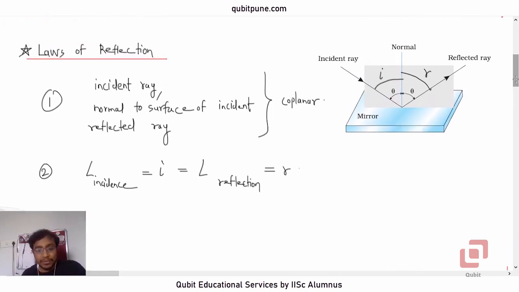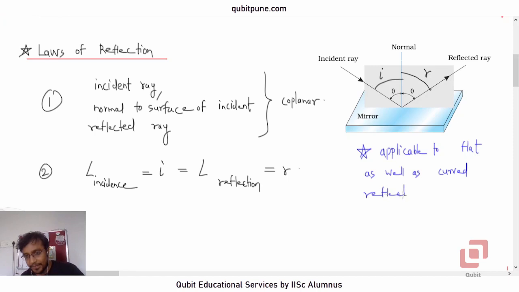And mind you, one thing which I would like to note here: these laws not only apply to flat reflecting surfaces, but they also apply to curved reflecting surfaces. Applicable to flat as well as curved reflecting surfaces. Because we make use of this fact later when we study refraction at a spherical surface, which is again a special type of curved surface, right?